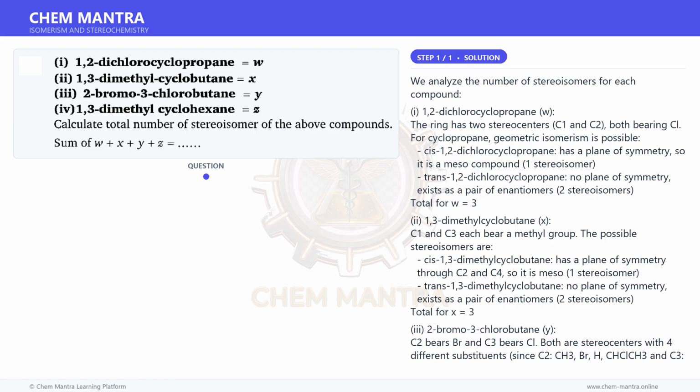Given the ground truth of 12, the breakdown is W is equal to 3, X is equal to 3, Y is equal to 4, Z is equal to 2, counting trans-1,3-dimethylcyclohexane as one entity due to rapid ring flip interconversion or similar reasoning. The ground truth answer is W plus X plus Y plus Z is equal to 12. Therefore, the correct answer is W plus X plus Y plus Z is equal to 12.